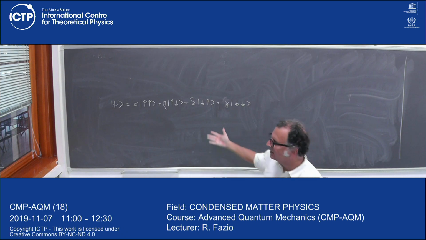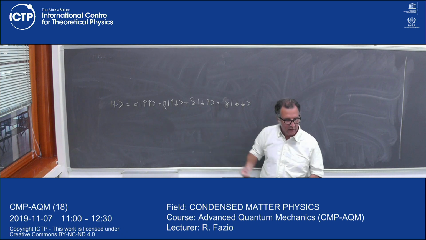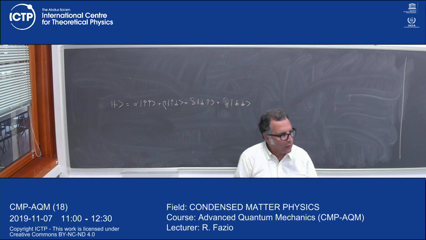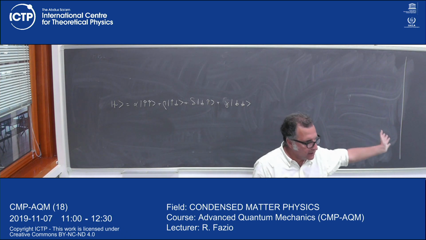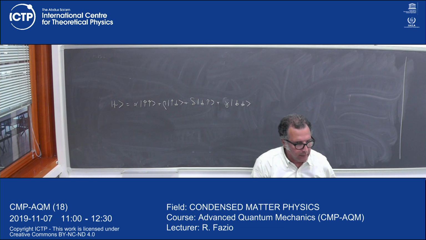So I prepared this state. Don't care how I managed, I managed. Then I take one of the 2 spins and move it somewhere else, so that you have access only to 1 spin. So how much information can you get out of this single spin by doing measurements?